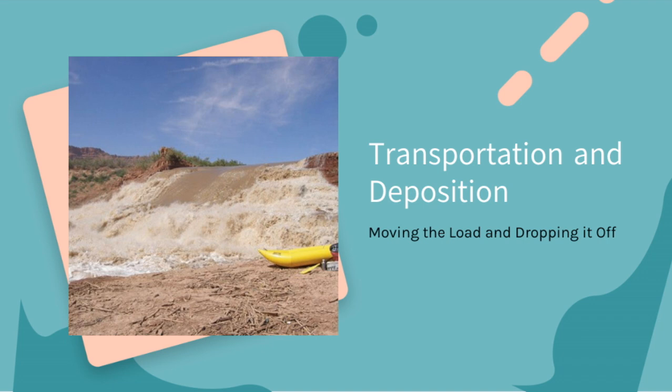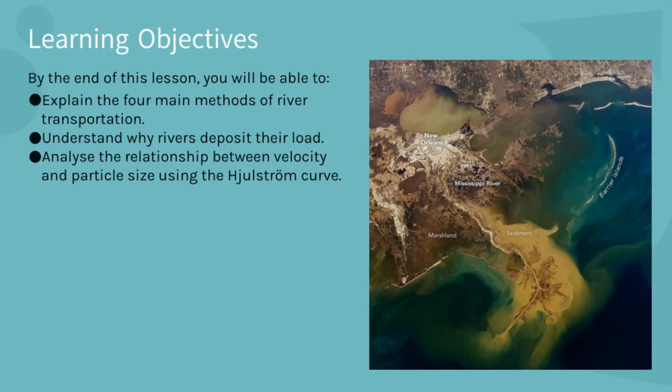Today we are going to look at how rivers move their load, why they drop it, and how velocity controls what a river can erode, transport, and deposit. The big question for today is, how does a river move material from the mountains to the sea? Let's begin with our learning objectives. By the end of this lesson, you should be able to do 3 things.